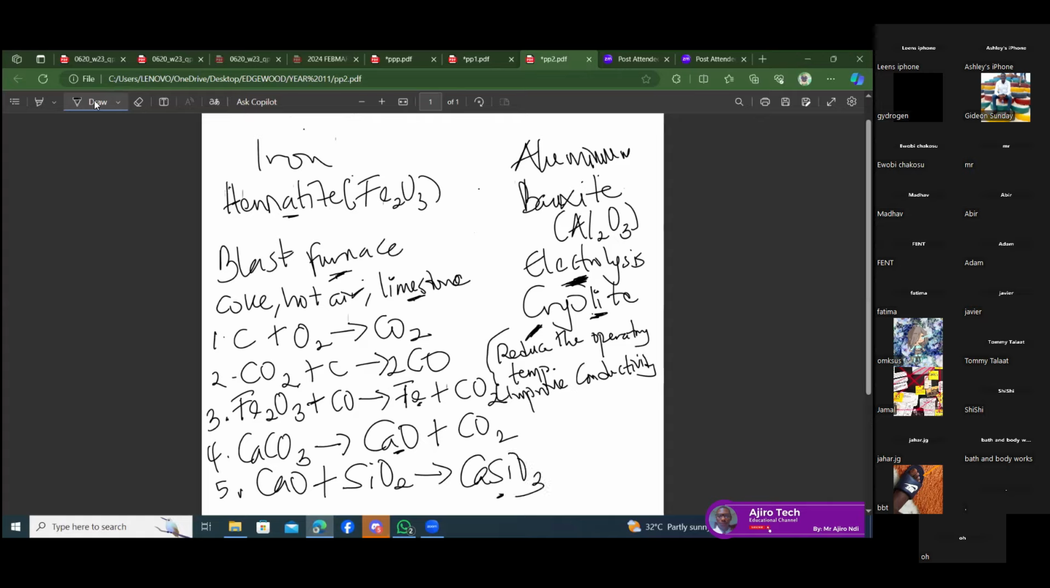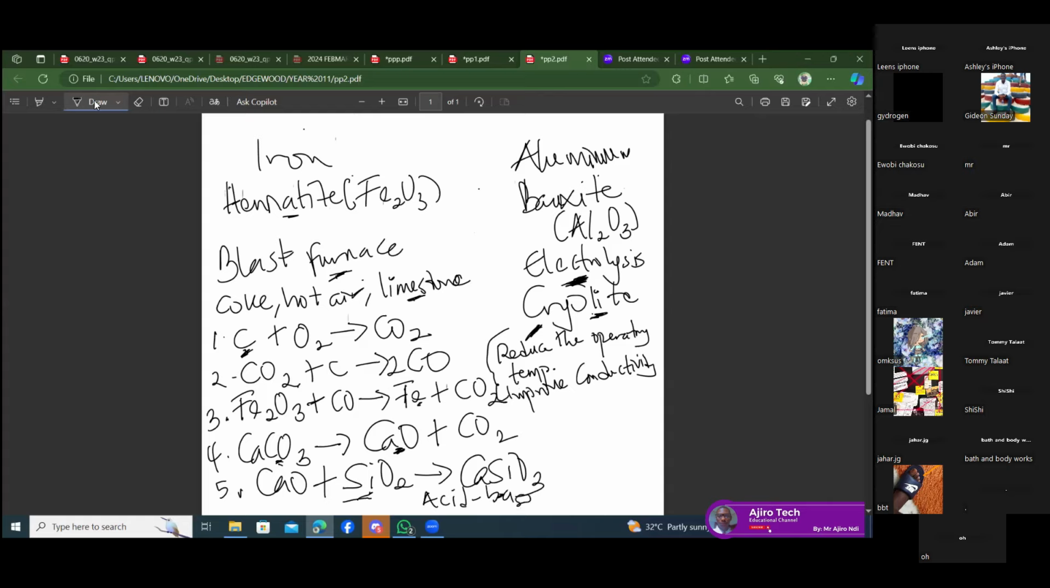Now, let's review what happens in this process. Some questions will ask you, why is coke added to this blast furnace? So coke is added to supply the heat. We have that in the 2024 paper, February, March 2024, where a question was asked, why is coke added? Or why is carbon used? So it's added to supply heat to the whole system. You could also be asked, why is limestone added? So limestone is added to decompose into calcium oxide, which reacts with impurities. Okay, so this reaction 5 is an acid-base reaction.